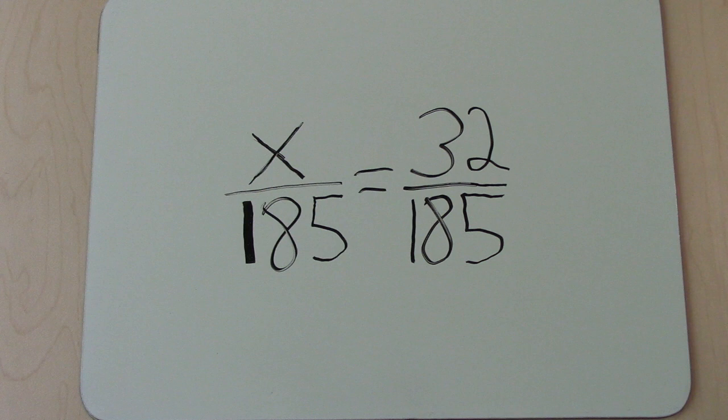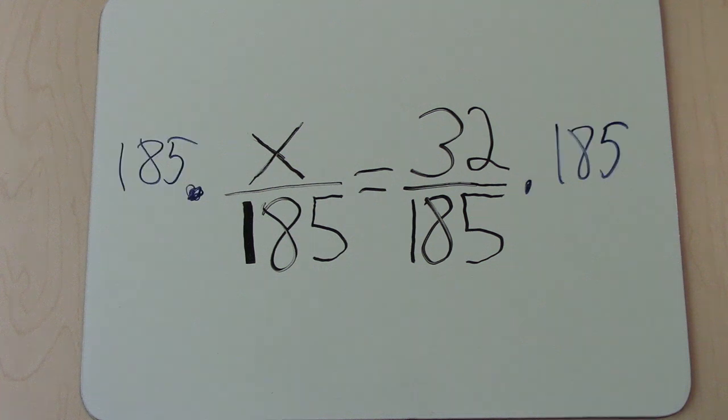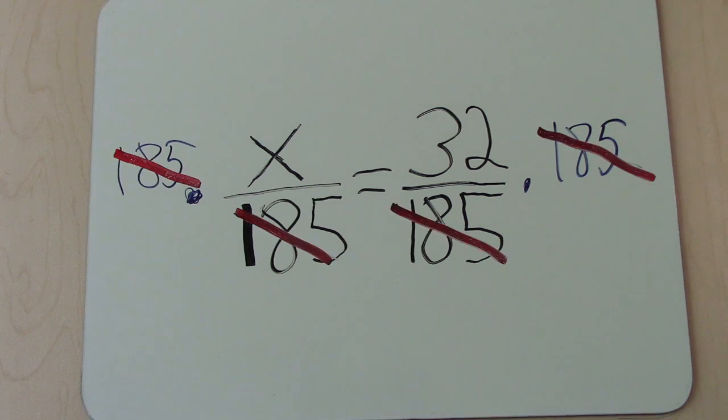So why are these easy? Well, the bottoms are the same. As long as the bottoms are the same, x is whatever the top is. How can we prove it? What if we multiply both sides by 185? That's the opposite of the x divided by 185. So that'll get rid of the 185s. So we can cross those out. Although, I don't know, look at that. That cross out looks a little weak. There, that's better. All right, so we've proven that it works.